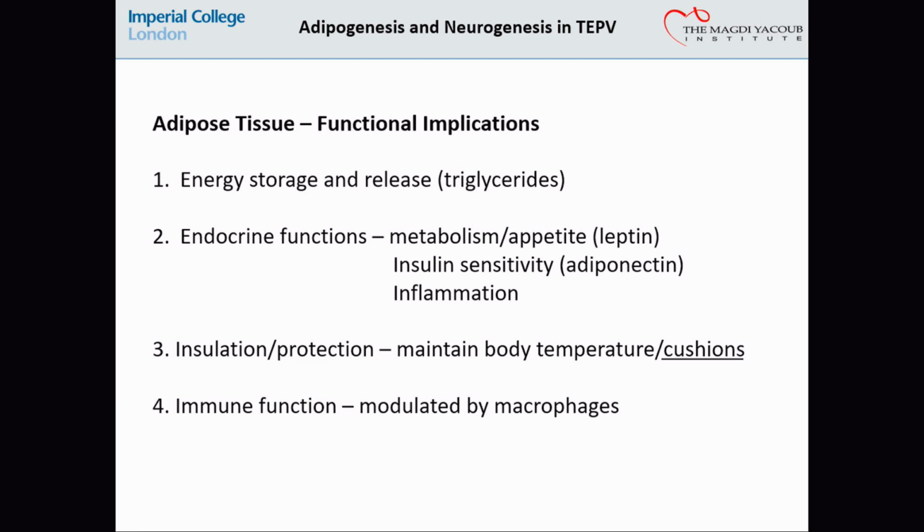It insulates through providing cushions and maintaining body temperature. It also provides protection by cushioning the organ with the neighboring organs. It also has immune function, which is modulated by macrophages. You do find macrophages in the adventitia.